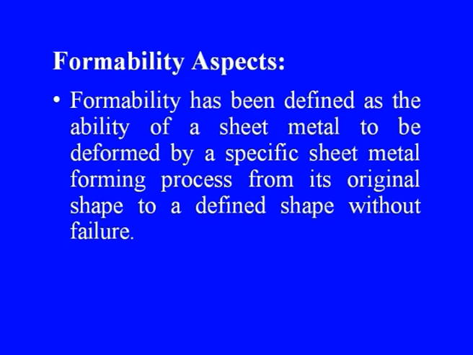Now, let us look at the formability aspects of the material. So, formability has been defined as the ability of a sheet metal to be deformed by a specific sheet metal forming process from its original shape to a defined shape without failure. If during the forming process cracks are initiated or the material fails, then the material is said to be having very low formability. Generally, the ductile materials have got better formability.